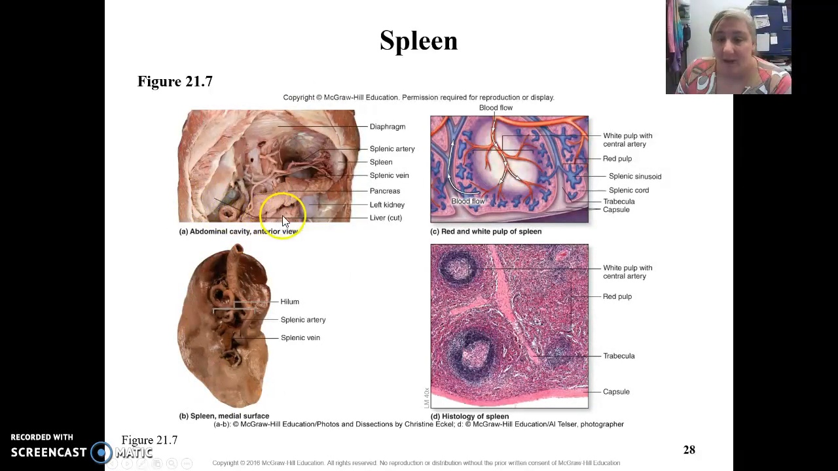And so here's another figure of your spleen. Here's the spleen taken out. Here you can see the red pulp and the white pulp.